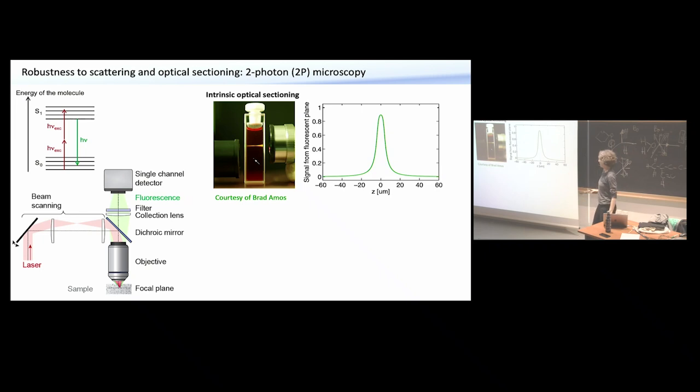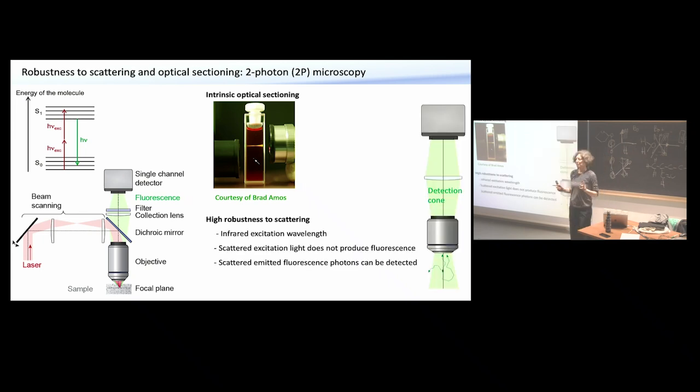Something that is very nice. Why is this technique so nice? It's because it's robust to scattering, and it's robust to scattering for different reasons. The first one is that we use infrared light to illuminate. And we said earlier that the scattering mean free path increases with the wavelength of the light. So the infrared light will be less scattered than the blue light that is used for confocal imaging. So this is one advantage.